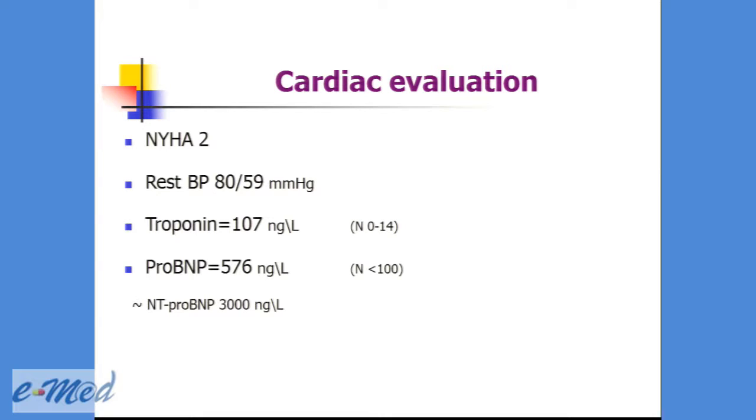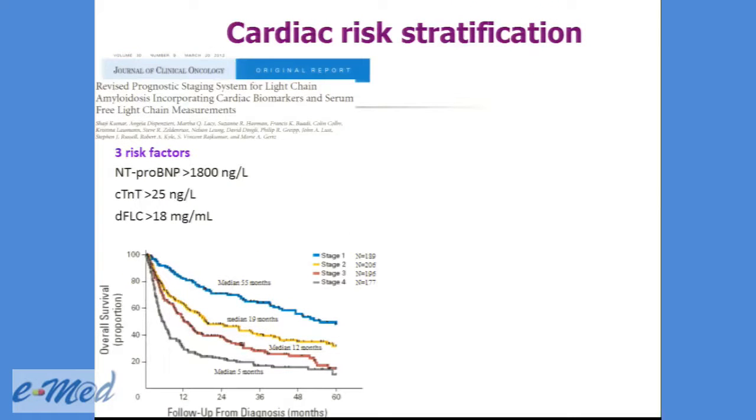And you have elevations of both cardiac biomarkers, the troponin and the proBNP, which was elevated 6-7 times the upper normal limit. Just for conversion, we use the NT-proBNP. Most facilities in the world use the NT-proBNP, so it's roughly 1,300 NT-proBNP.